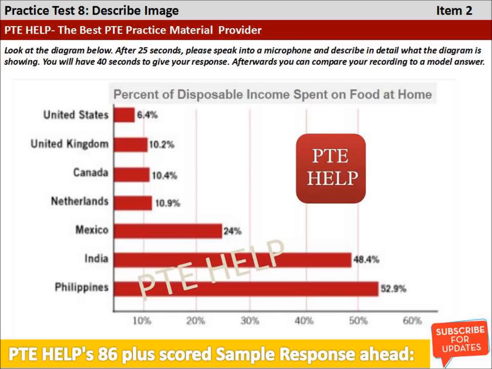It can be observed that US had only 6.4% of disposable income spent on meals, being the lowest, followed by UK, Canada and Netherlands. Mexico was rated around 24%.